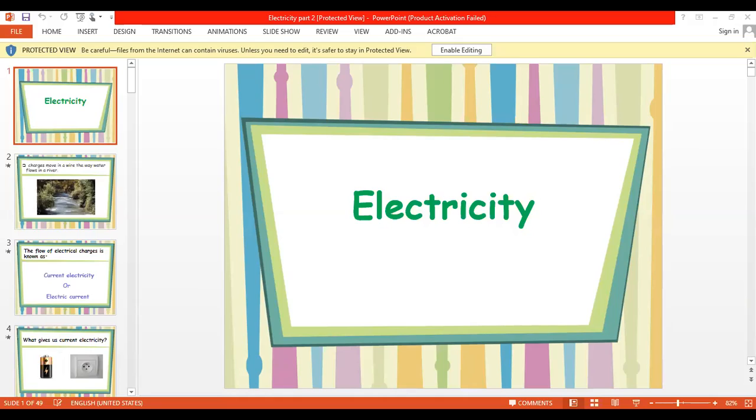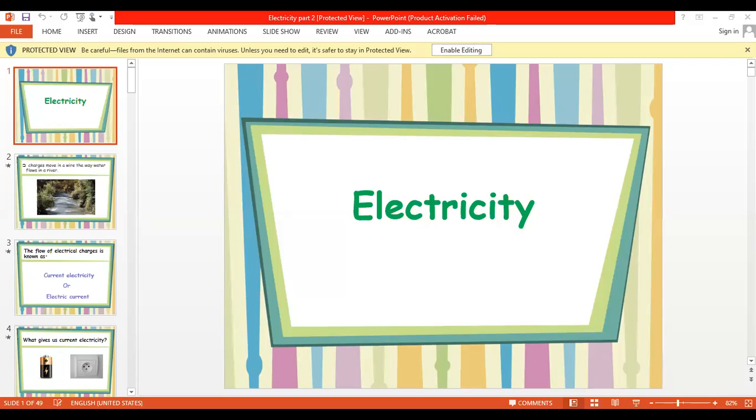Who's raising their hands? Omar, yes. Okay, Jayden. So the power source or the socket you find on your wall, this is the place where you get the current electricity from.